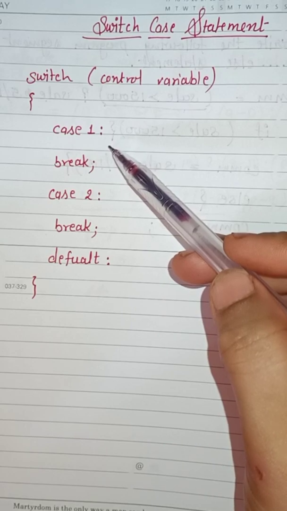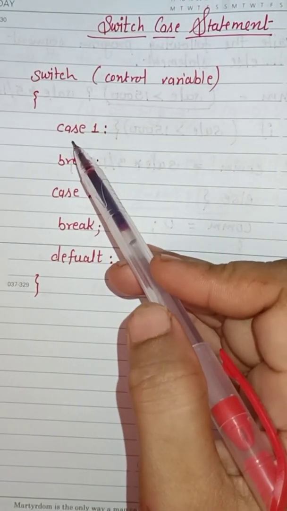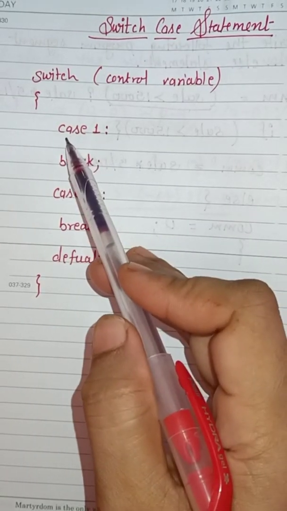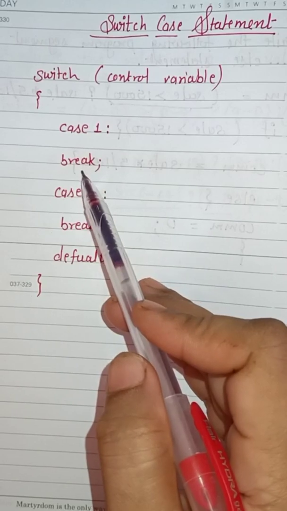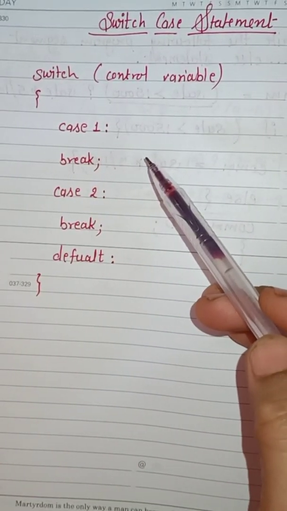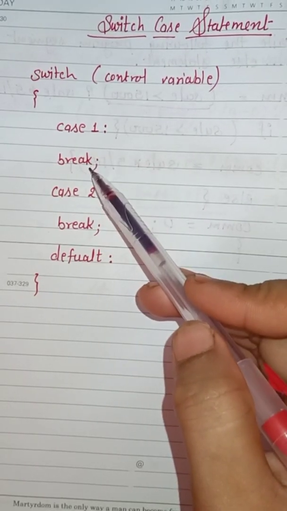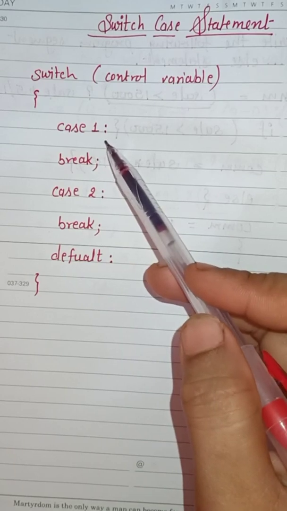After writing case 1, if you want to execute any program or any particular task, you have to write it within case 1. And after case 1, a break statement is present. The break statement terminates the block.